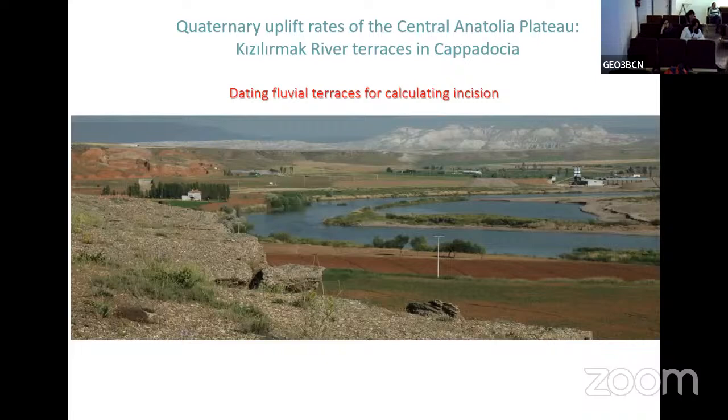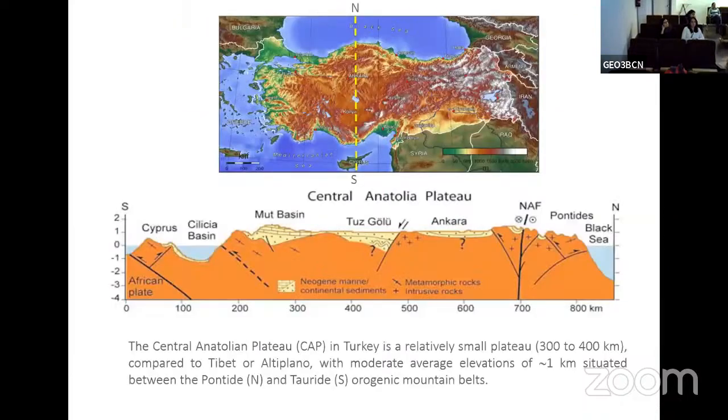Another application is still from Cappadocia. This is also the Kızılırmak River. This is the biggest river in the country. It's around, I think, 1,500 kilometers or so. So it goes all the way to the Black Sea. Here you can see the fluvial, the river itself, and here you have one of the terraces. You have several terraces.